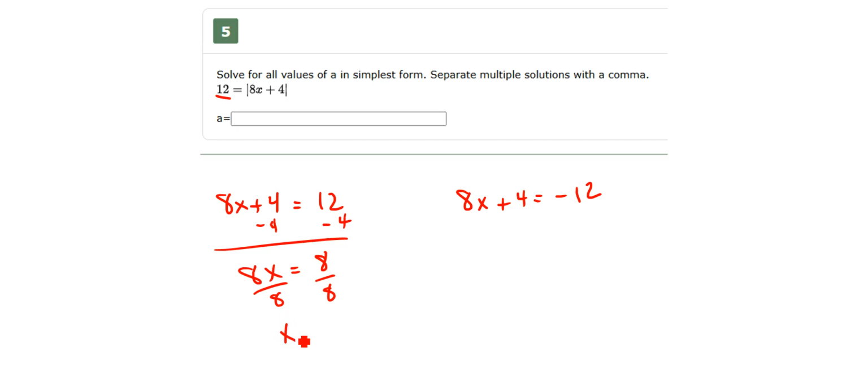So x is 1. Then over here, subtract 4 again. We get 8x is now equal to -16. Divide by 8, and x is -2. So -2, 1, our answers.